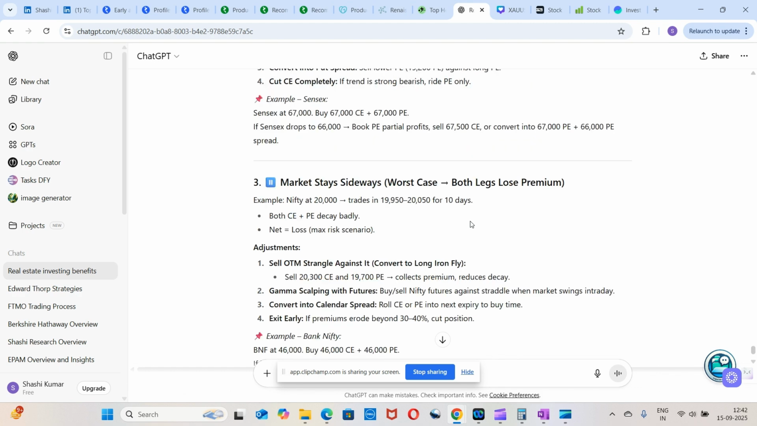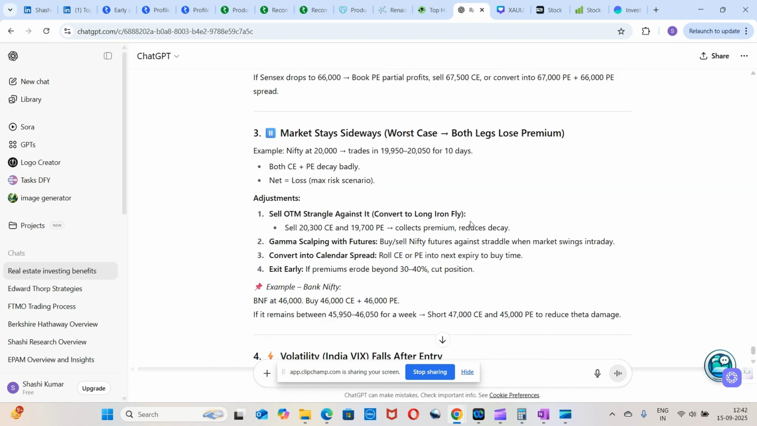Okay, so now let's see when you'll make losses. When the market stays sideways, this is the worst case. Both the legs will lose premium. Theta decay will be there for both C and P, and the net loss will be the maximum risk. This is the maximum risk you will have. Suppose you bought the 20,000 CE and PE, and the market is ranging from 19,950 to 20,050 for 10 days. Then you will incur losses because of theta decay.